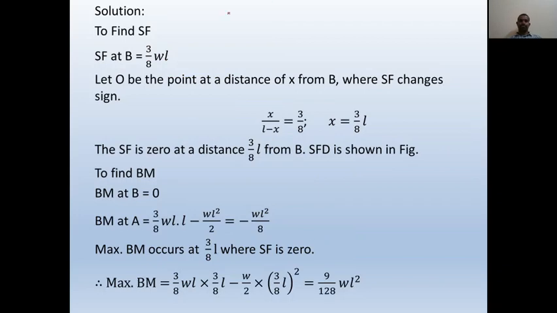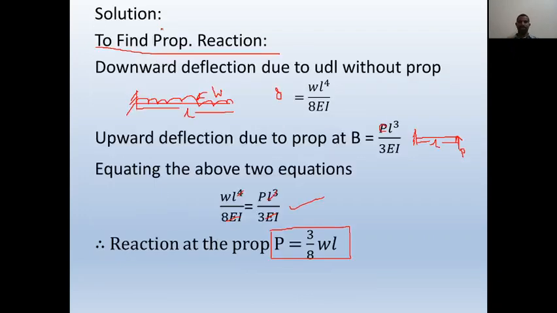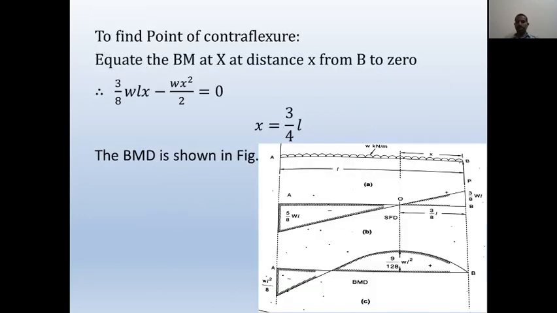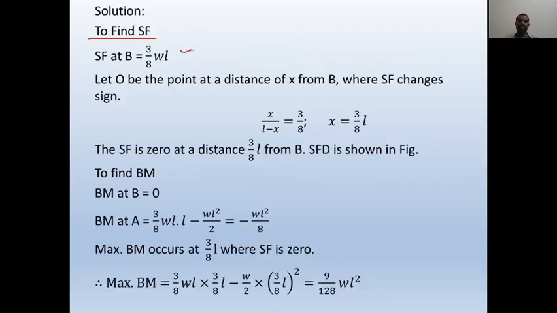And now to find shear force. Apart from the calculation of reactions, we also need to draw the shear force diagram for this particular case. Therefore, let us calculate the shear force at B. In this diagram, at B, the shear force is nothing but the prop reaction, 3 by 8 times WL. Therefore, it is 3 by 8 times WL over here.